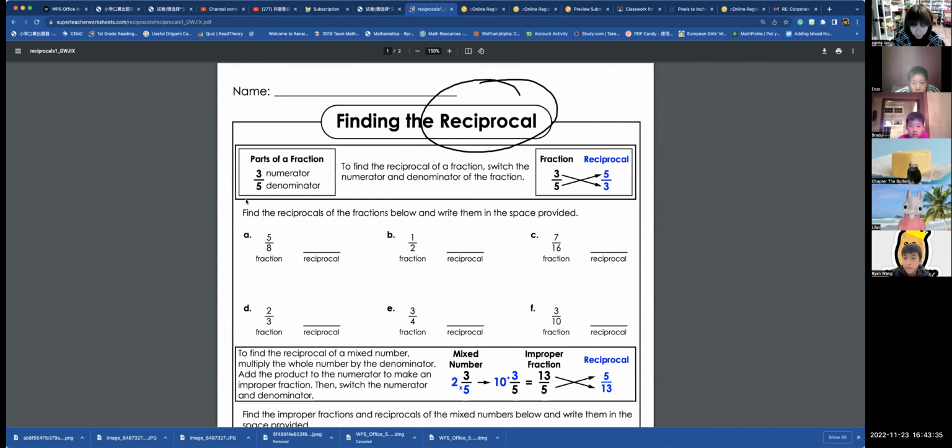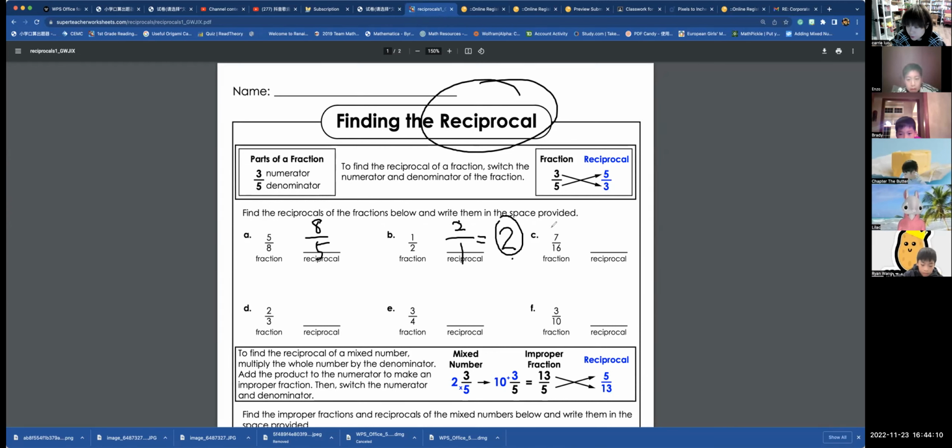So let's take a look at this one. If we have 5/8, Brandy, can you tell me what is the reciprocal of 5/8? 8/5. Very good. Okay, so number 2. Lilac, can you tell me what is the reciprocal of 1/2? 2/1. Very good. 2/1 is also equal to what? 2. Good. 2 divided by 1 equals 2.